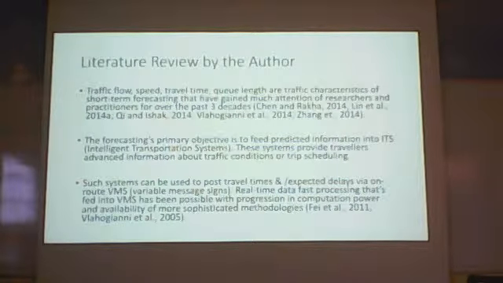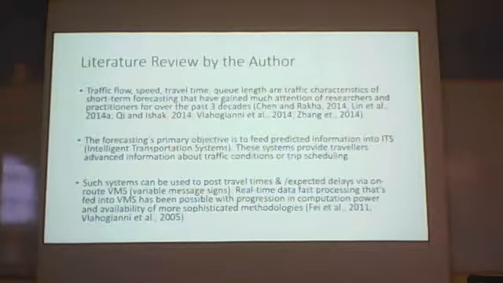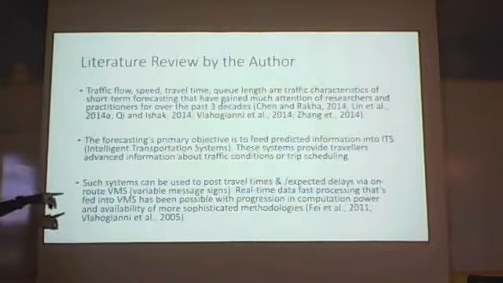Basically, according to this paper, short-term prediction has gained so much focus in the past 3 decades, and its main objective is to feed information into an ITS, that's an intelligent transport system. With such a system, it's able to tell users the state of the traffic conditions, and they can also schedule their trips. And this is done by variable message signs.